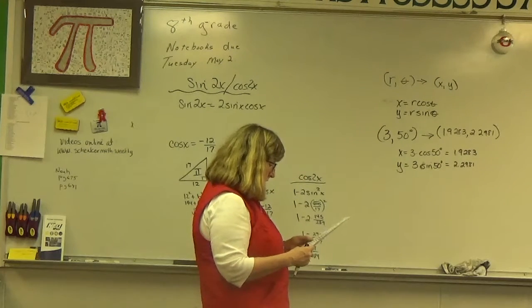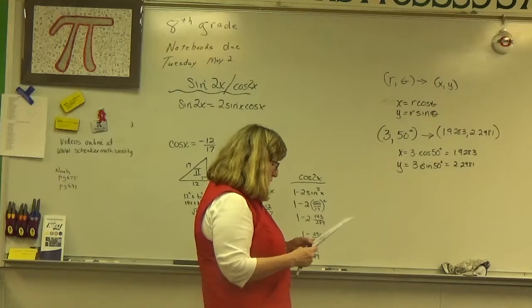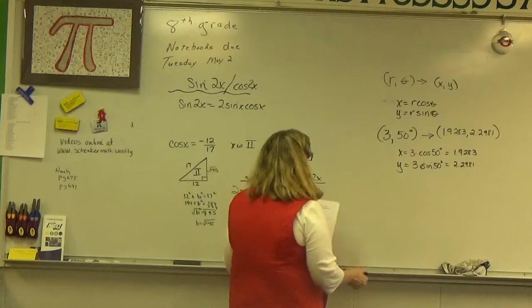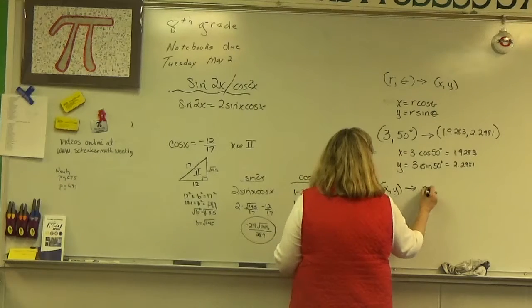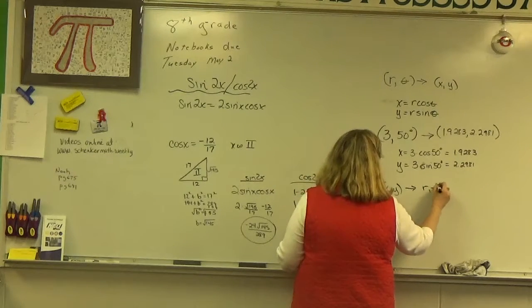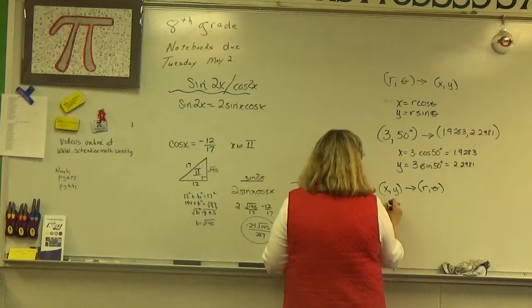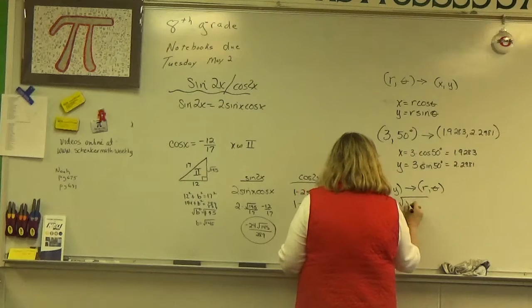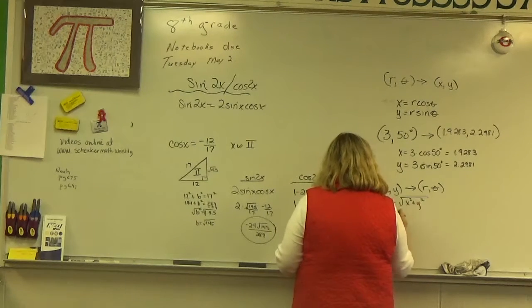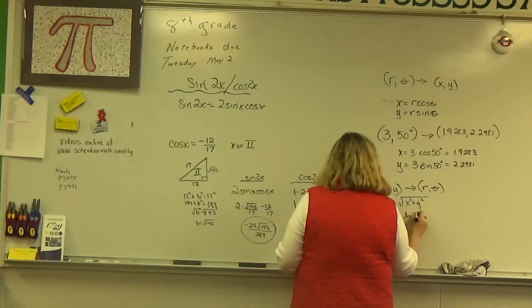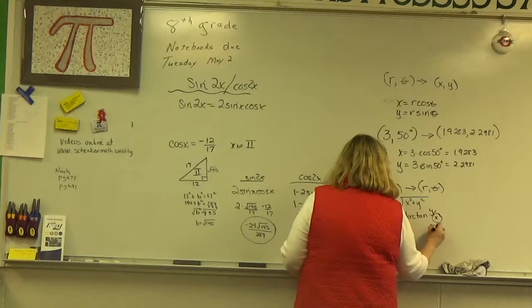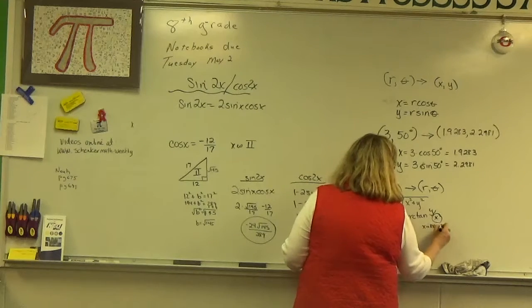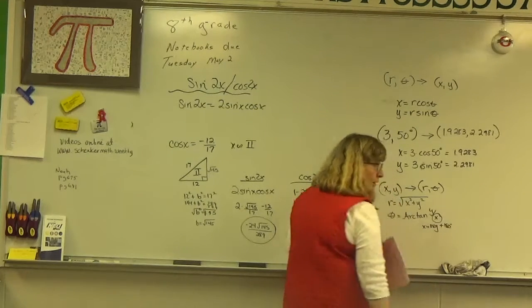Let's see, that was the first of that group. Next, changing rectangular to polar. So that means you're going x comma y to r theta. So on this one, the formula is r equals the square root of x squared plus y squared. And theta is equal to the arc tangent of y divided by x. But if x is negative, you have to add 180 degrees. You guys remember that?